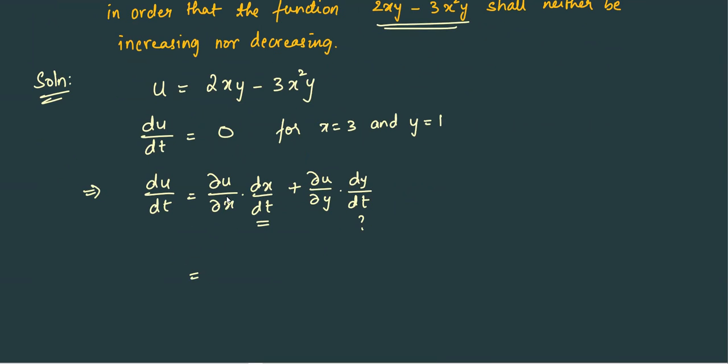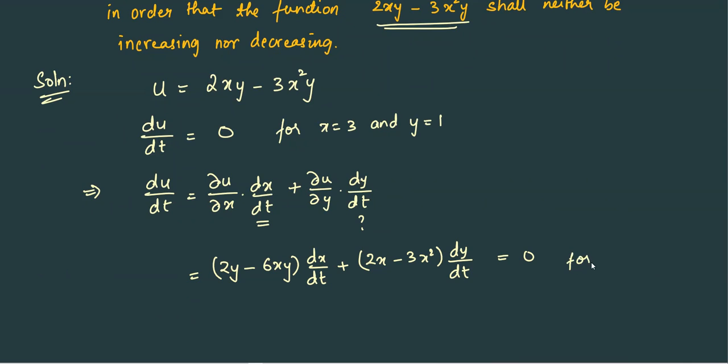So dou u by dou x, differentiating with respect to x, we'll get 2y minus 6xy into dx by dt plus partial derivative with respect to y, 2x minus 3x square dy by dt. This should be equal to 0. So substituting for x equal to 3 and y equal to 1.